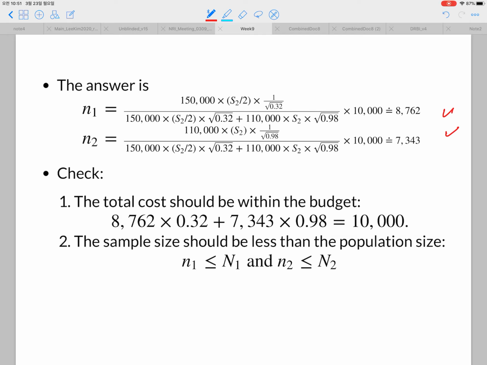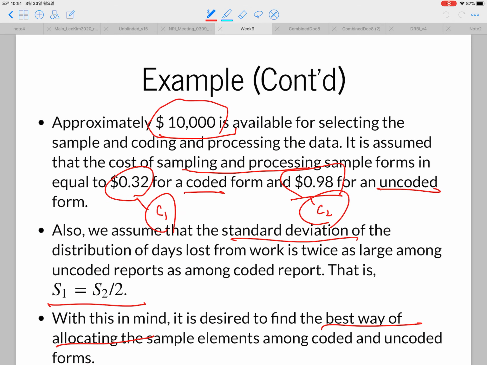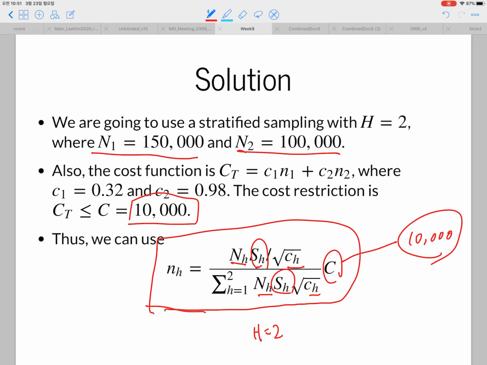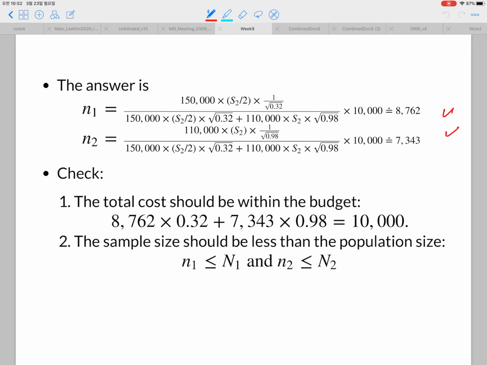So note that the information we have is this one. We don't know S2 directly, but we can write everything in terms of S2. So we write everything in terms of S2, and they cancel in the numerator and denominator. So it doesn't matter in finding the solution.